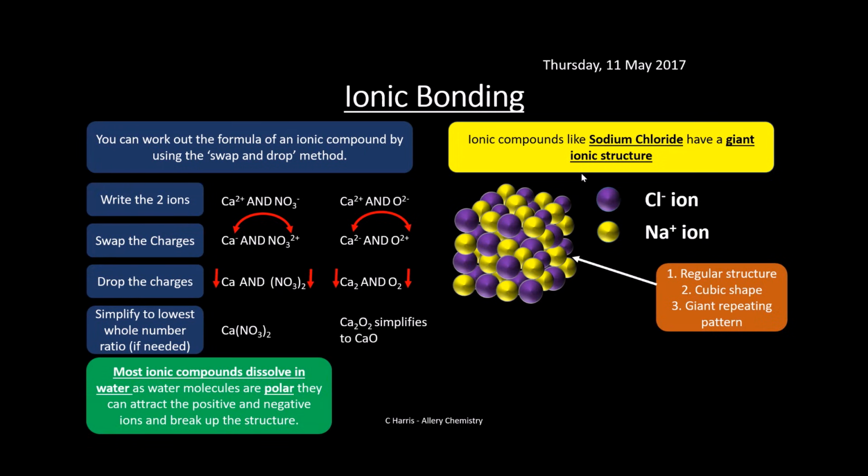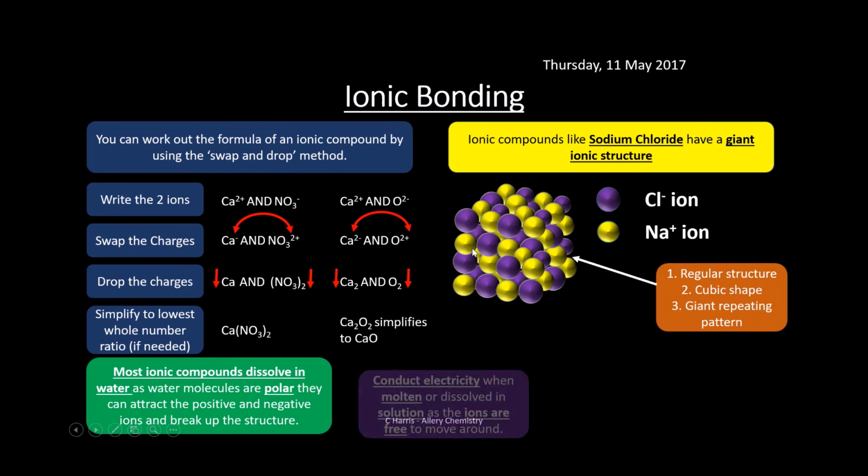Most ionic compounds dissolve in water. Water's polar. There's a delta negative and a delta positive bit. The delta negative attracts to the positive sodium ions. The delta positive hydrogens are attracted to the negative chloride ions here. Basically, they pull this structure apart.